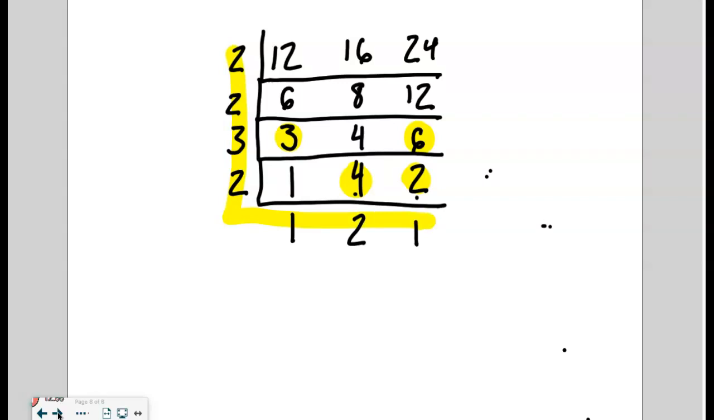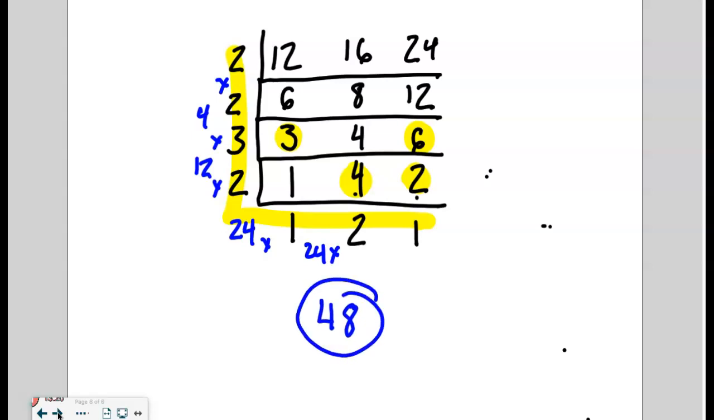Now we can multiply out on our L. So we get 2 times 2 is 4. 4 times 3 is 12. 12 times 2 is 24. And 24 times 1 is 24. 24 times 2 is 48. So our LCM is 48.